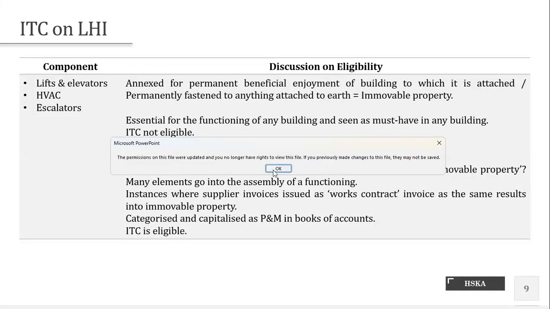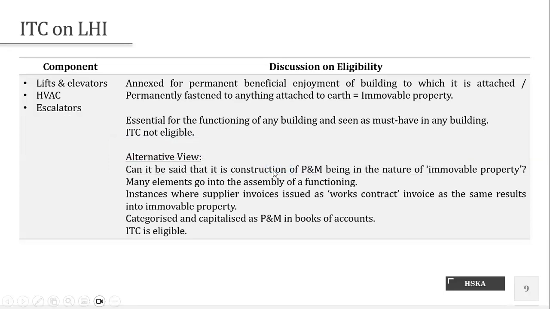Now coming to the aspect of lifts, elevators, and HVAC. As I was saying, construction includes, because I went with the view that construction of an immovable property is raising a complete building. I believe lifts, elevators, escalators, everything is a must-have for a modern-day building, without which no one is going to come to my building and take it on rent or lease. I believe this has to be a part of the building for it to be a complete building. Hence, ITC is not eligible.